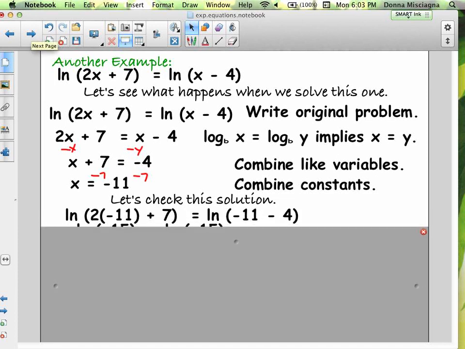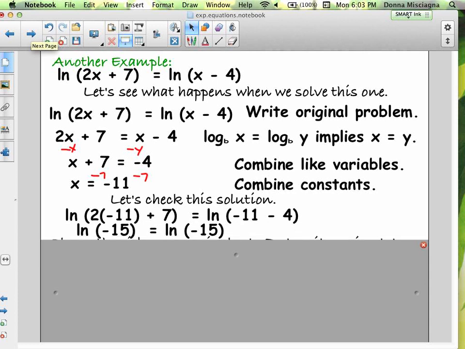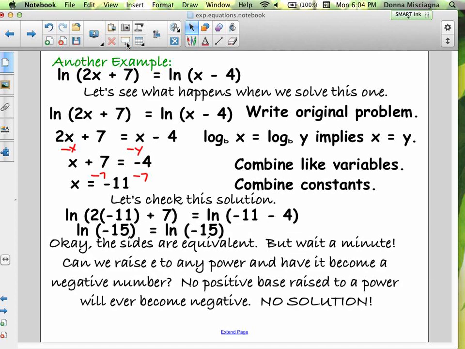So we have natural log of 2 times negative 11 plus 7 equals natural log of negative 11 minus 4. And we simplify both sides, and we get natural log of negative 15 equals natural log of negative 15. And you might think, hey, it checks out. But then if you think for a moment, all right, the sides are equivalent, but wait a minute. Can we raise e to any power and have it become a negative number? No, a positive base raised to a power will never become negative.